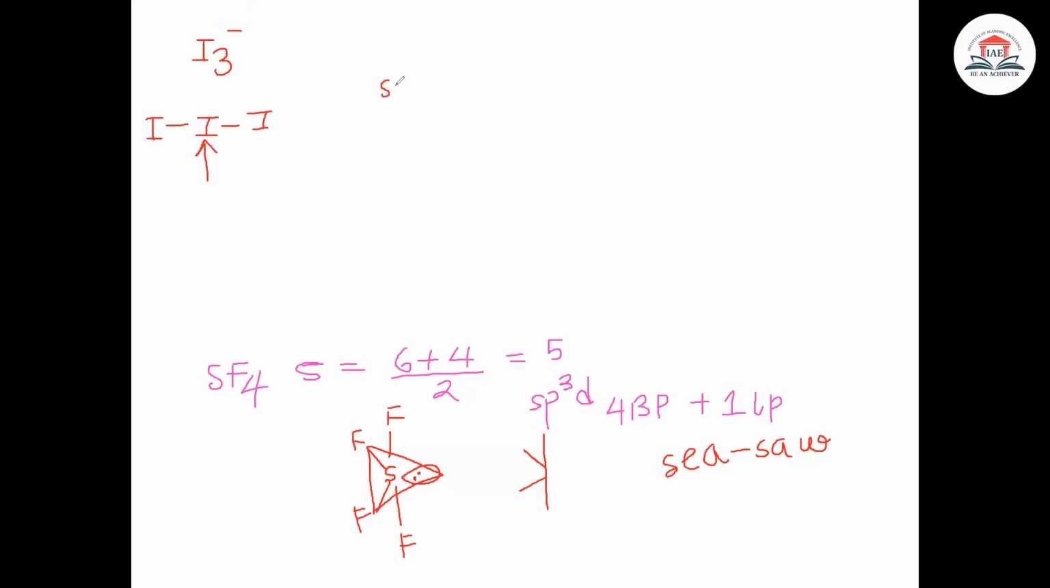So steric number will be, iodine এর কটা হবে? 7, তাই তো? It is bonded to how many atoms? Two other iodine atoms, and there will be another +1 for the negative charge, ঠিক আছে? So এটা কত হয়ে যাচ্ছে? Again it becomes 5, sp3d. এবার tell me how many bond pair and how many lone pair are there?